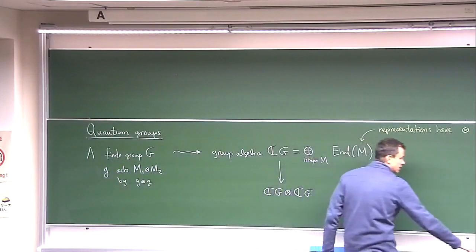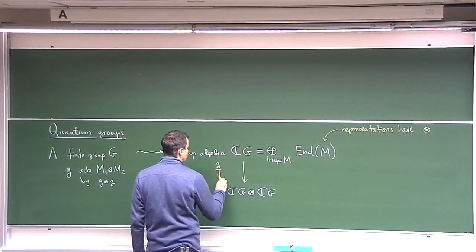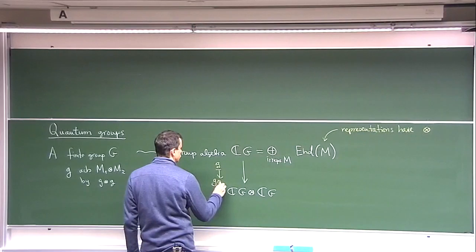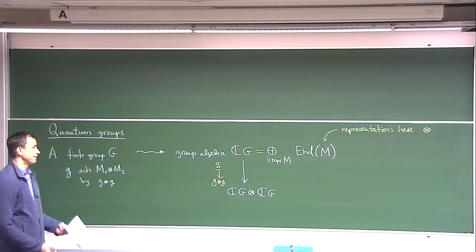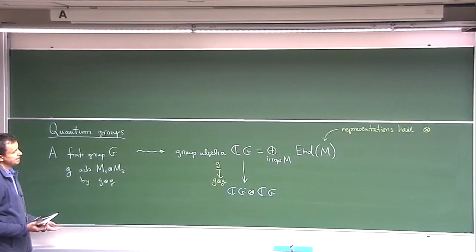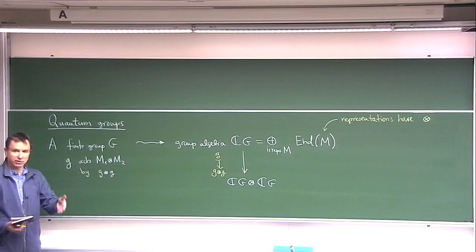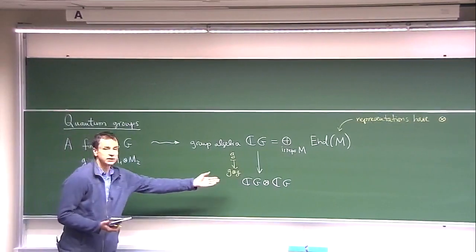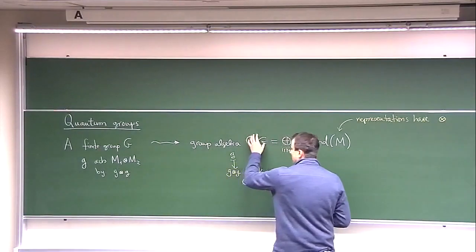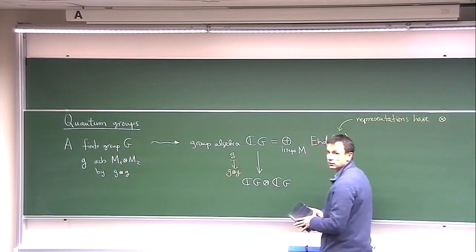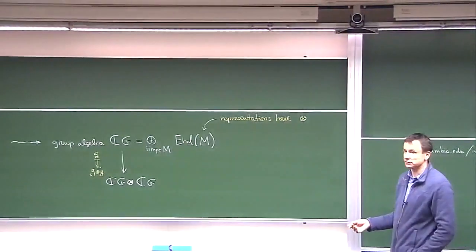Which sends g to g tensor g. If I have an algebra, a tensor product of two modules is naturally a module over the tensor square. And so if I have a map from an algebra to its tensor square, I know how to act on the tensor product of modules.